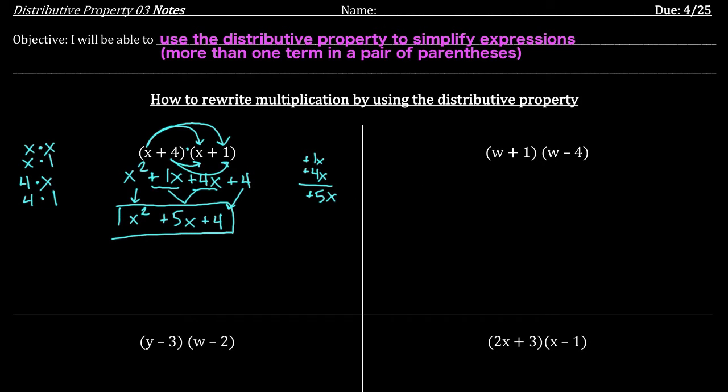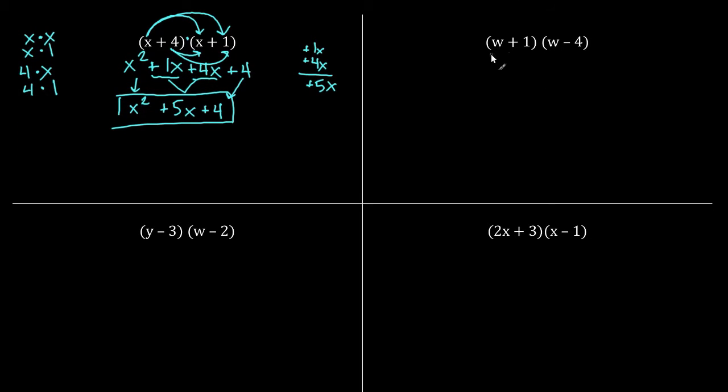All right, let's try it again. Remember, we have two terms, w plus 1 times w minus 4. So we're going to do w times w, and then w times minus 4. So we're going to treat it like w times negative 4. And then afterwards, we are going to do positive 1 times w. And then we're going to do positive 1 times minus 4, negative 4.